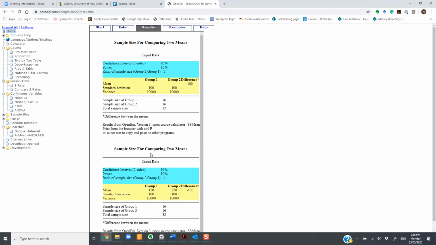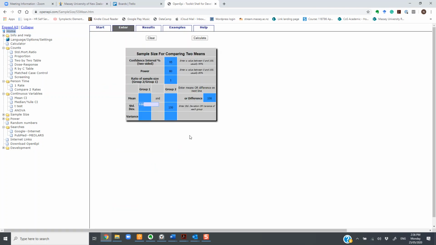So the takeaway from that, just going back to the enter page, is that really it doesn't matter what these values are. What is important is what is the difference between them. So if you don't know what the rates are, but you've got some idea of what difference would be large enough for you to think it was worth the investment of using the veterinarian, then you could enter that difference in there if that's what you wanted to do, and you can enter standard deviations.